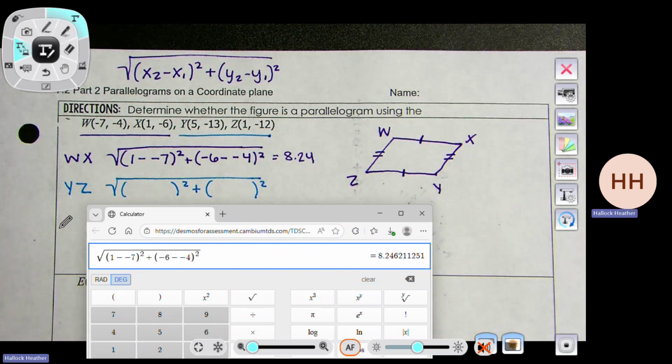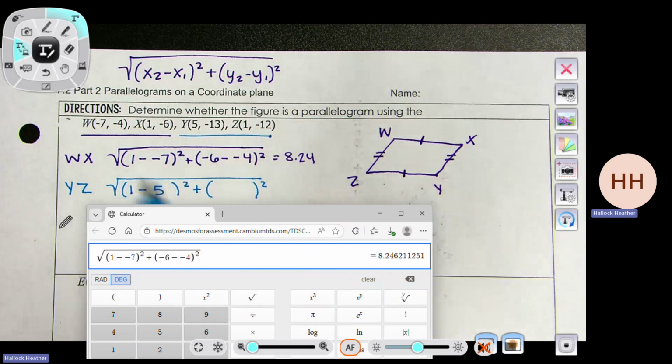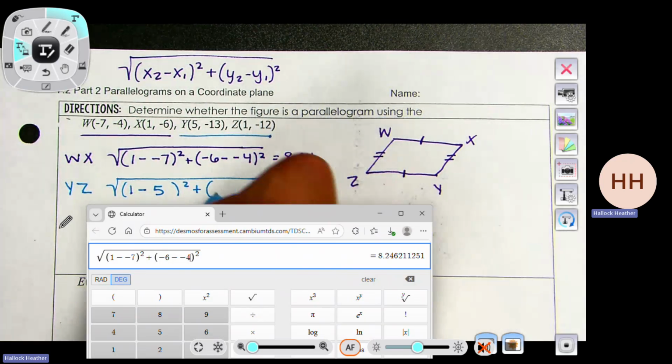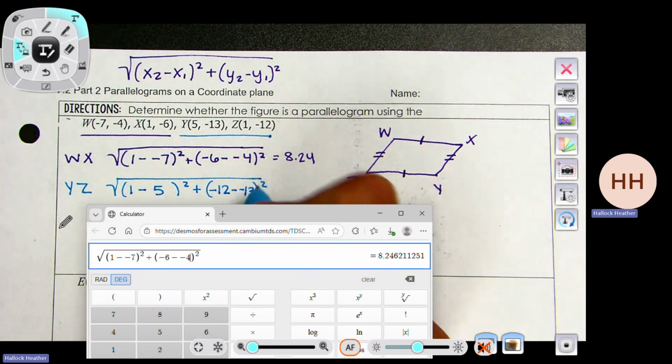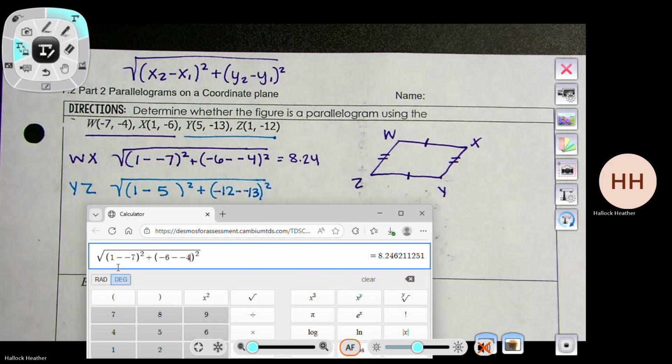So if I'm using Y and Z, what should be in the first set of brackets? 5 and 1. 5 and 1, so 1 minus 5. And then what should go over here? Negative 12 minus negative 13. Let's type that into the calculator. 1 minus 5, negative 12 minus negative 13. Okay, what do we get? 4.12.